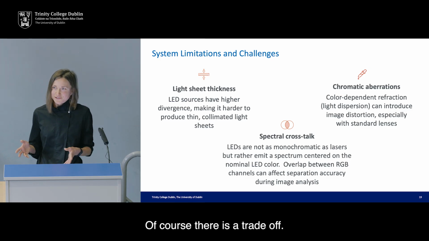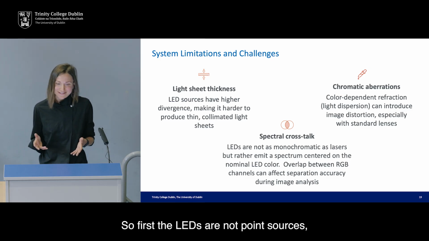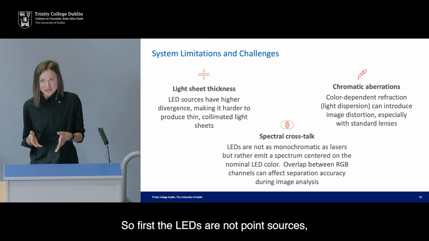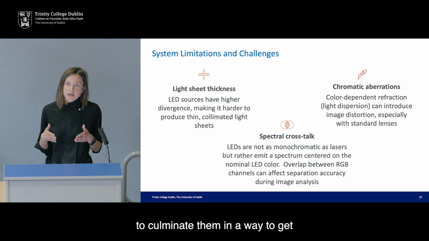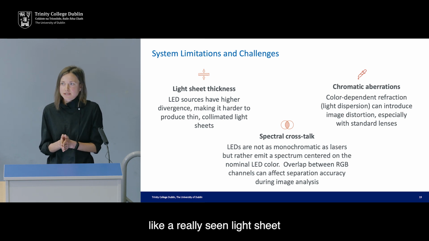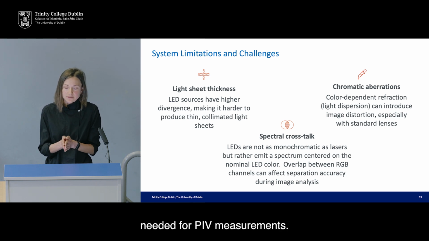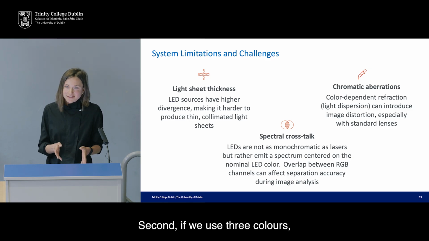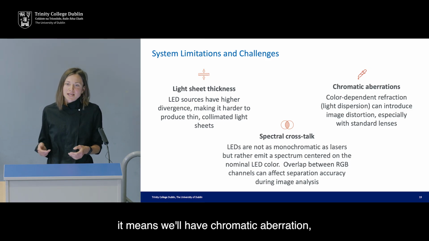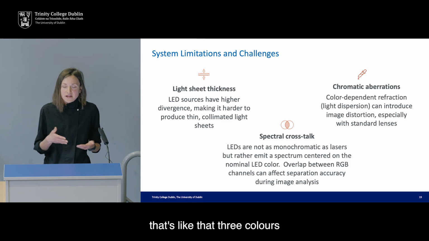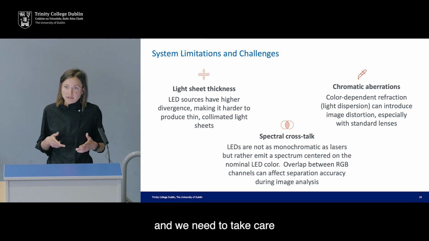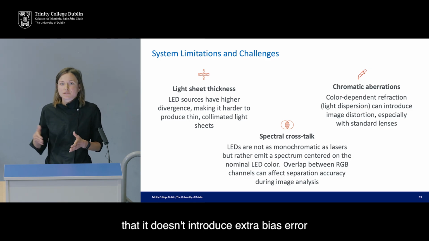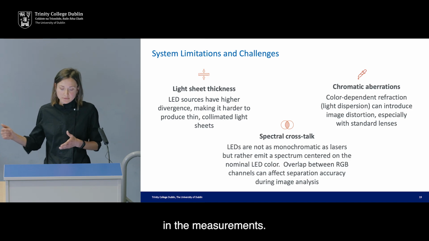Everything comes with a price. Of course, there is a trade-off. First, LEDs are not point sources. They scatter more than lasers, so it is really hard to collimate them in a way to get a really thin light sheet needed for PIV measurements. Second, if we use 3 colors, it means we will have chromatic aberration. The 3 colors will focus differently on the lens, and we need to take care that it doesn't introduce extra bias error in the measurements.